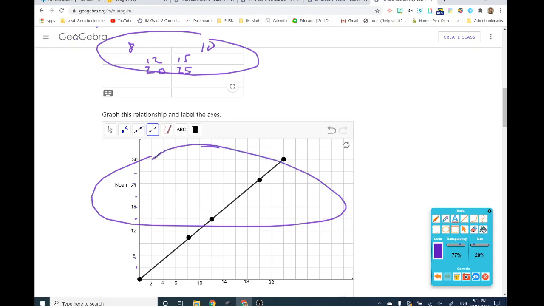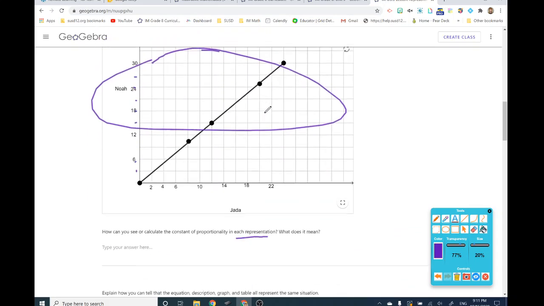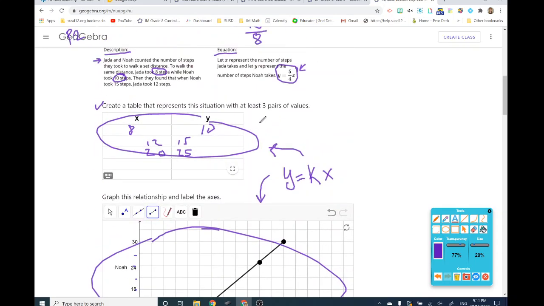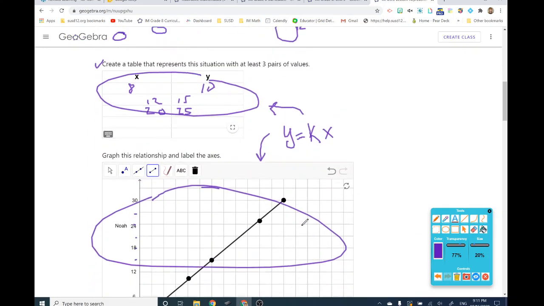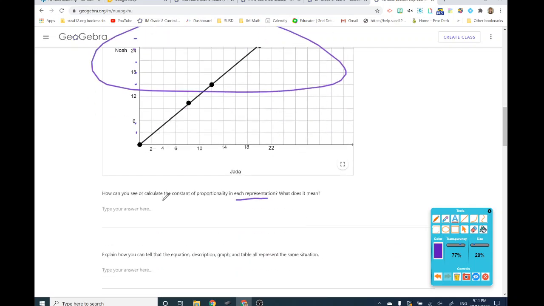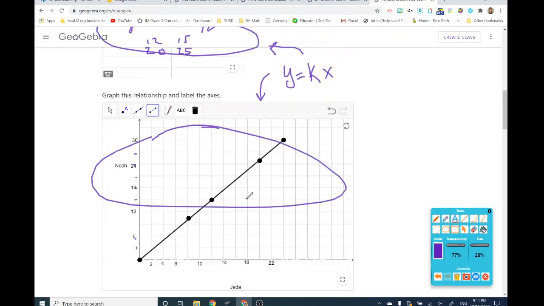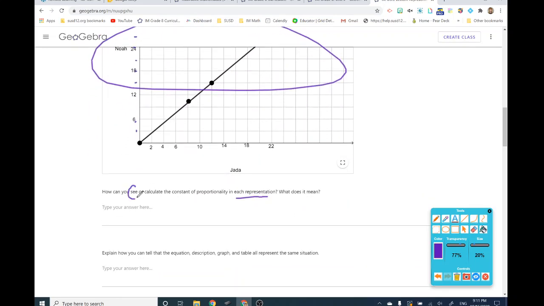So what they're teaching you is that these proportional relationships in the equation y equals some constant times x, you can represent that data in 2 ways, a data table or graph the data. So those are the representations, a table or a graph. So how can you see or calculate the constant of proportionality in each representation? It says, look at these words here. How can you see or calculate?